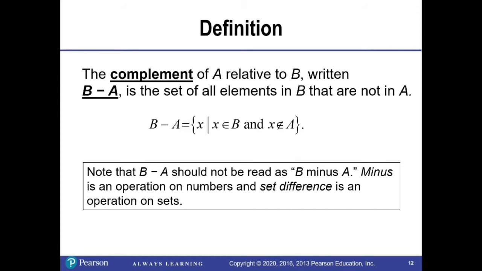Now never read that as B minus A. This is the set of all elements that are in B, but not in A. In our set builder notation, we have x such that x is an element of B, but x is not in A. Again, the set difference should never be read as B minus A. Minus is an operation on numbers, but set difference is an operation on sets.